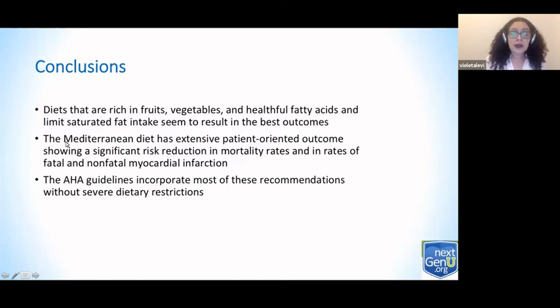The Mediterranean diet has extensive patient-oriented outcomes showing a significant risk reduction in mortality rates and in rates of fatal and non-fatal myocardial infarction. And the American Heart Association guidelines incorporate most of these recommendations without severe dietary restriction. It doesn't restrict fruits and vegetables, and it doesn't restrict fat intake.